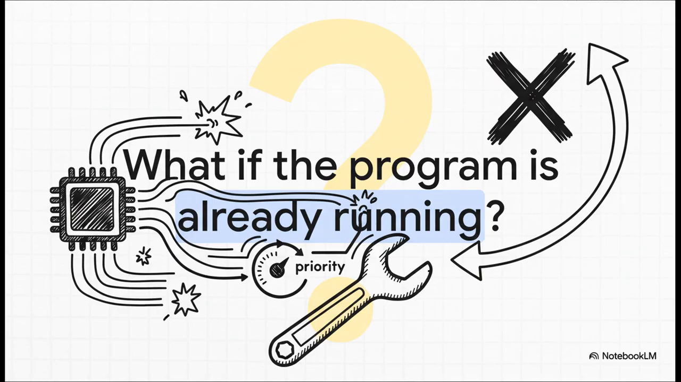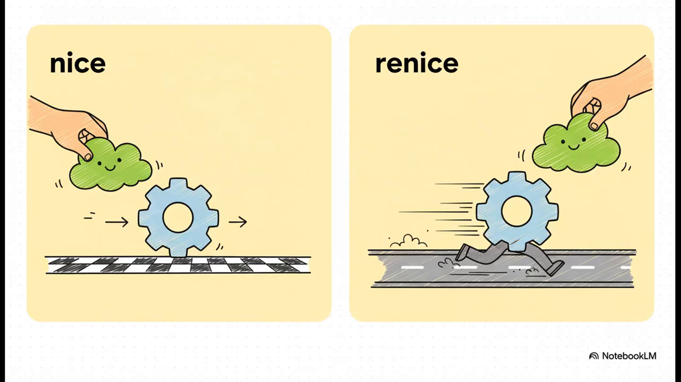Okay, that's awesome for things you're about to start. But what about that program you started 5 minutes ago that's already brought your whole system to its knees? Do you have to just kill it and start over? Nope, absolutely not. And this is where our second command, renice, becomes your new best friend. It's really simple to remember the difference. Nice is for starting new programs. Renice is for changing programs that are already running. It lets you adjust that politeness level on the fly without interrupting anything.